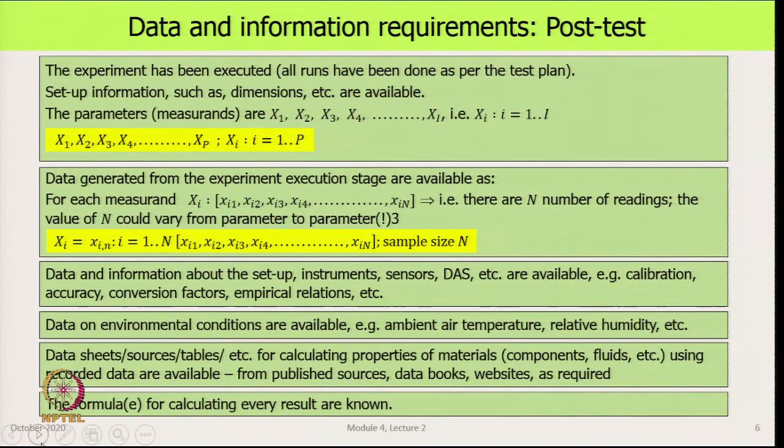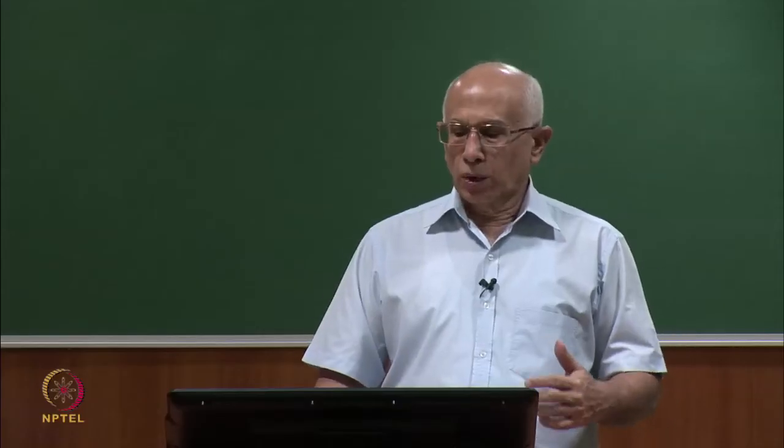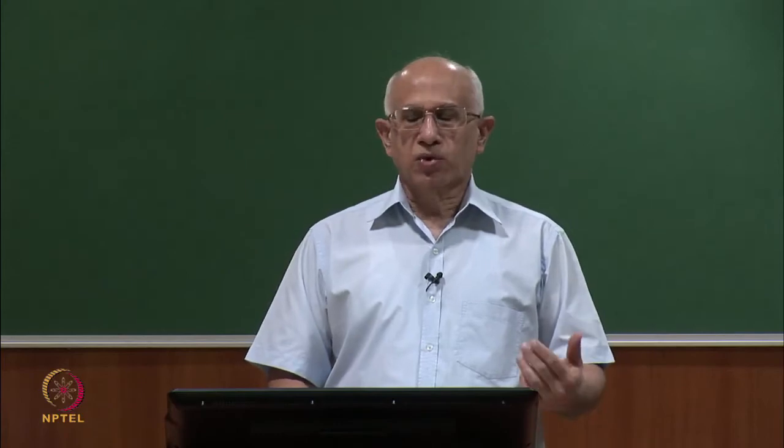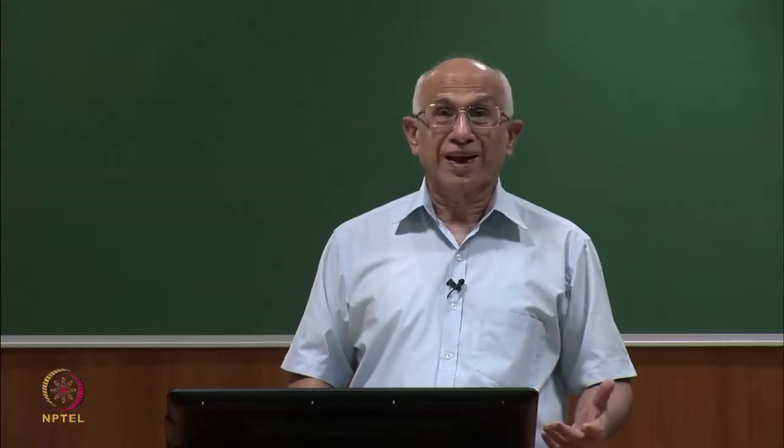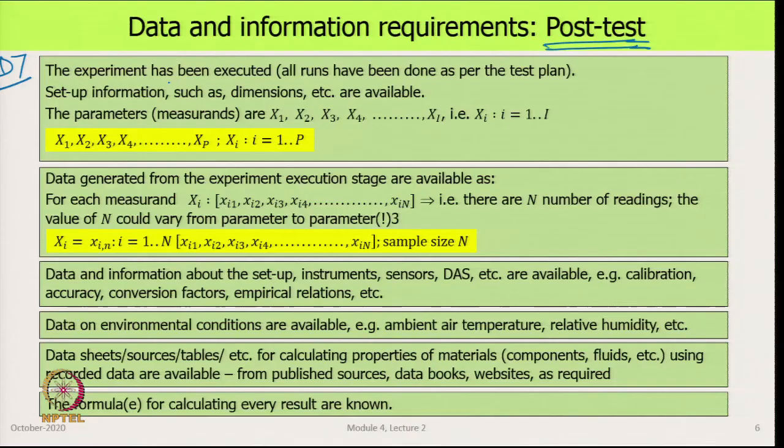So, here is a presentation of all the data that we require to do uncertainty analysis, and for the most general case, I have listed that we are in a situation where we have done the experiments, executed it, and in the data analysis stage where we are now going to calculate the uncertainties, we are at that stage D7 from that slide, and we say let me know what is all data I have, on the basis of which everything I have to calculate. So, experiment has been executed. So, we are doing the post test analysis.